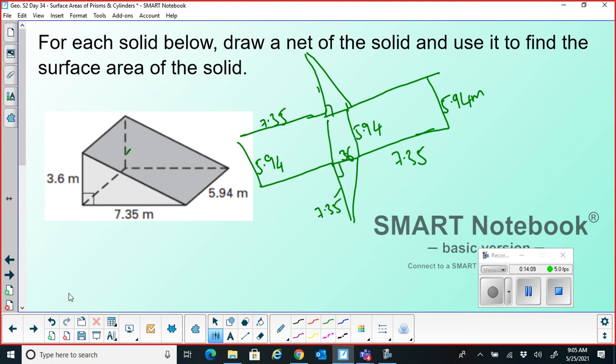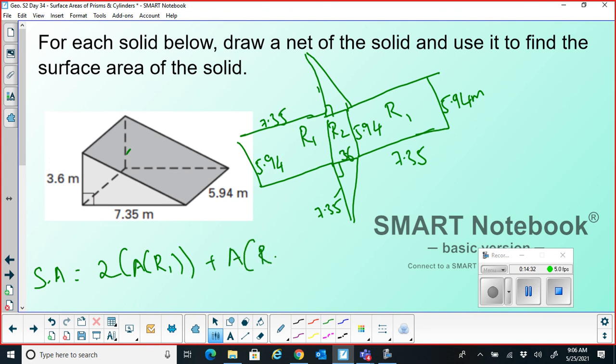And if we were to find the surface area, here it will be area of these rectangles. There are two congruent rectangles. So I'm just going to call this rectangle type 1, this rectangle type 2, this is rectangle type 1. So 2 times area of rectangle 1 plus area of rectangle 2 plus 2 times area of triangle. This is my triangle.